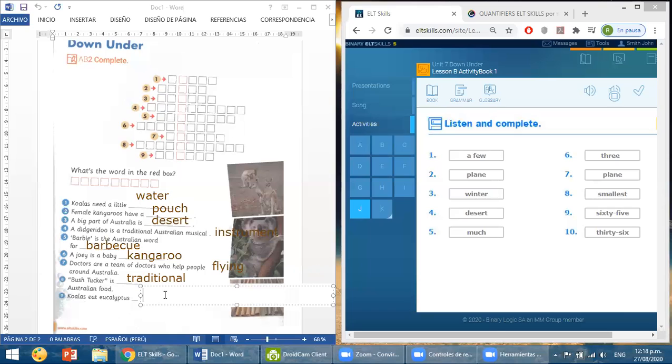Yeah, who can tell me this? The number 9. The koalas eat eucalyptus. Tell me, Luana. Yes, teacher. Leaves. Leaves, yes. The koalas eat eucalyptus leaves. Okay, good. Complete here and tell me the secret word. What is the secret word?